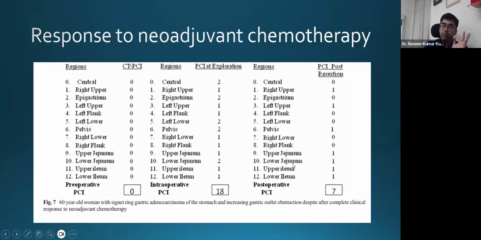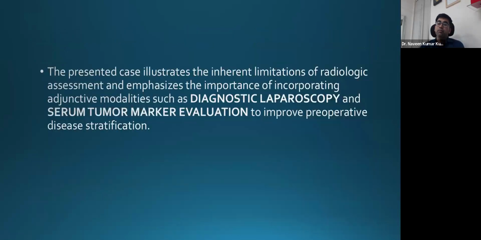So clearly, CT PCI does underestimate, particularly for a signet ring kind of histology, it very much underestimates. Now, even the PCI at exploration was comparatively quite high. It was in the range of 18, though it was doable, the PCI was still higher. So other than the radiology, we need a few other factors, to incorporate adjunctive modalities such as diagnostic laparoscopy and serum tumor marker evaluation to improve our preoperative disease stratification.